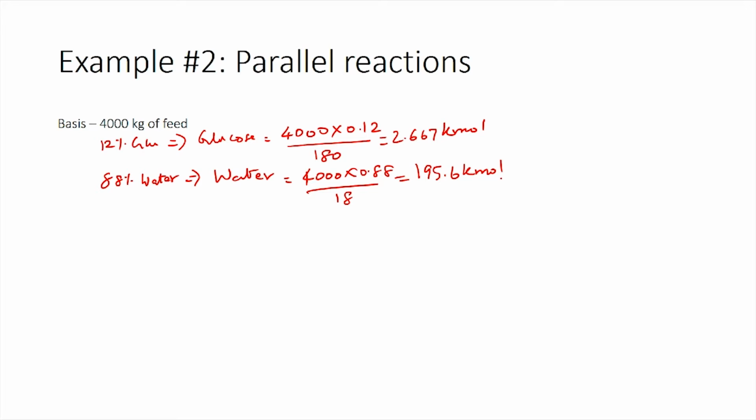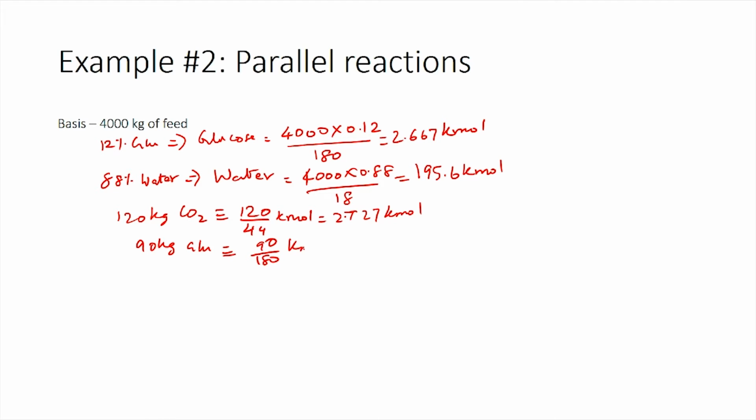In addition to this, we have also been told that the final product contains 90 kilograms of glucose and 120 kilograms of carbon dioxide. So, we convert these masses to moles also. 120 kilograms of carbon dioxide would be 120 divided by 44 kilomoles, which is 2.727 kilomoles, and 90 kilograms of glucose would be 90 divided by 180 kilomoles, which is 0.5 kilomoles of glucose.